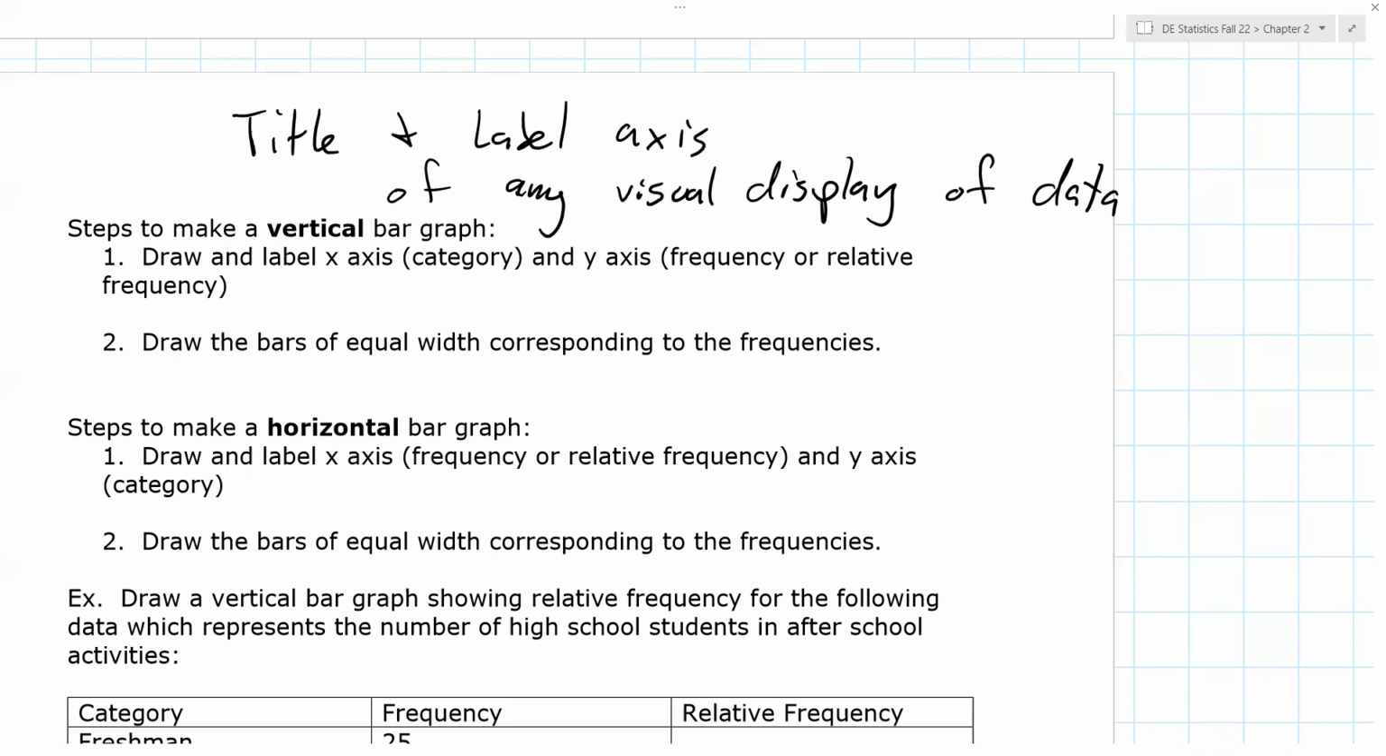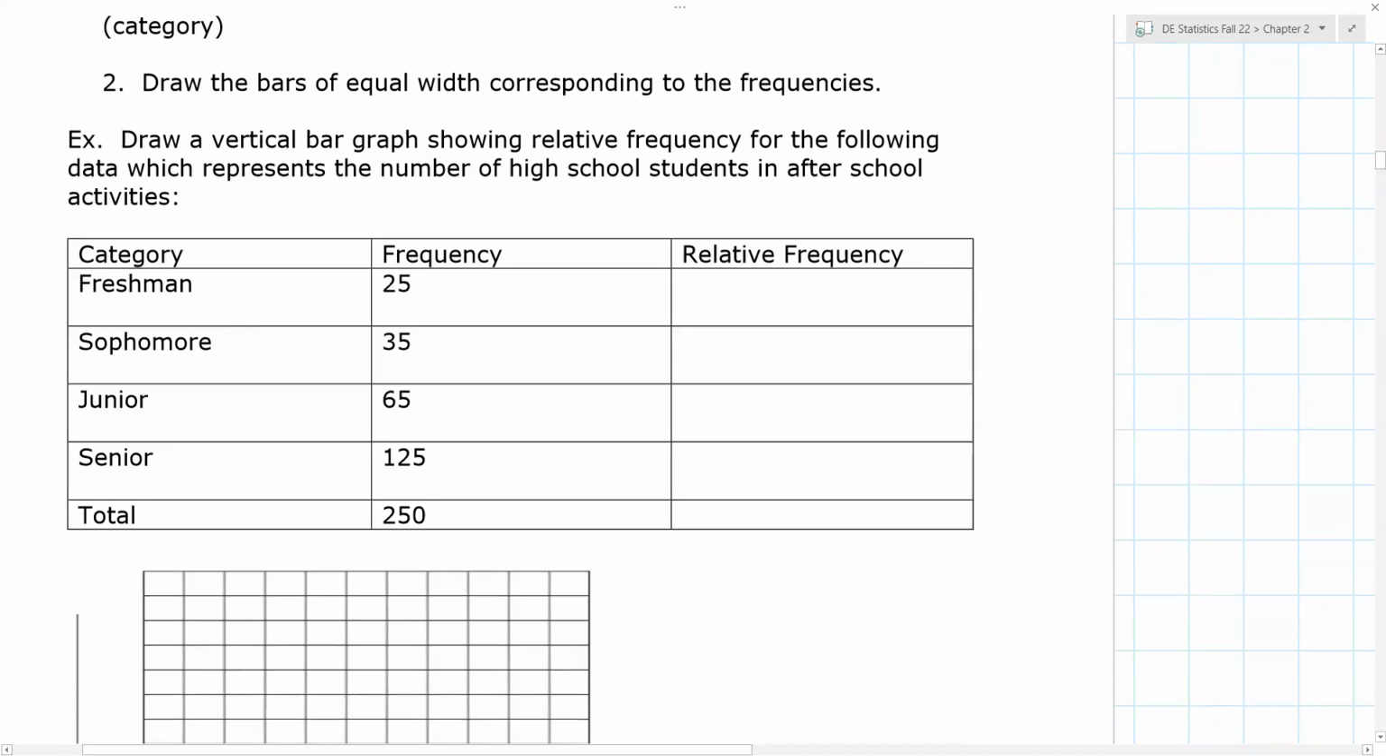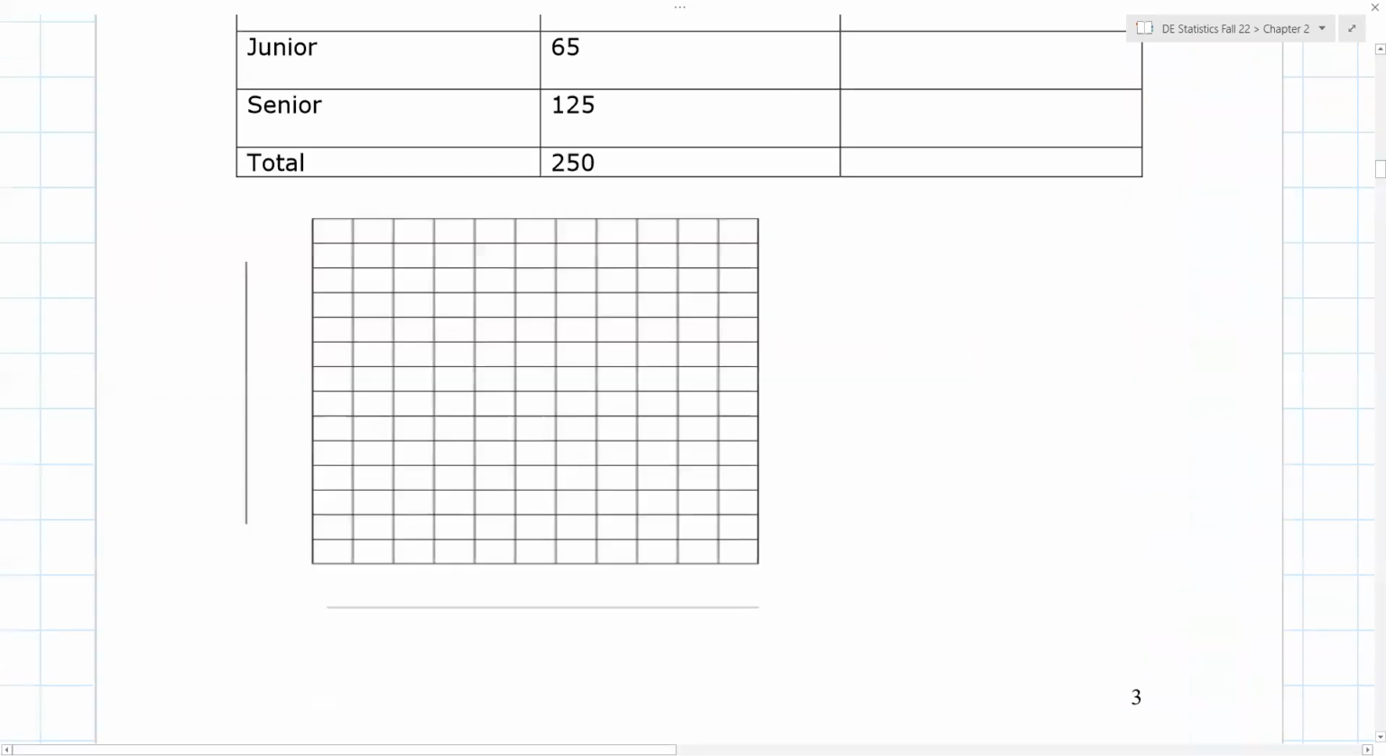And our first question, we're going to create a vertical bar graph showing relative frequency, so two big pieces, vertical and relative frequency, for the following data, which represents the number of high school students in after-school activities. So before we do anything else, vertical and relative frequency. So we're going to label our axes. This is going to be relative frequency. And then our x-axis is going to be the category.